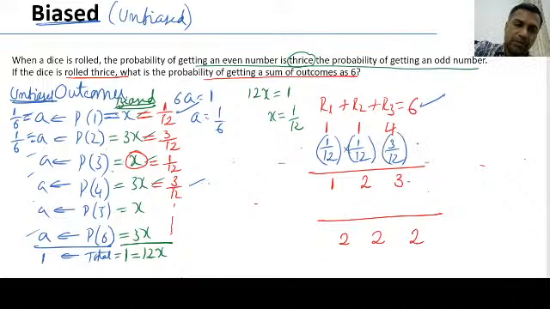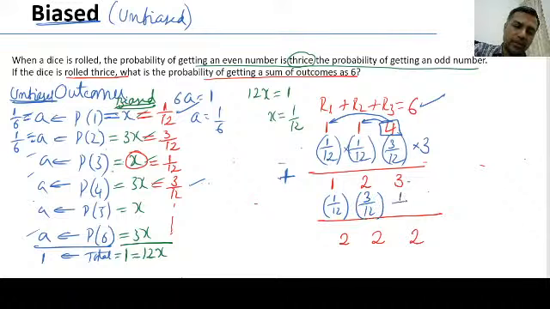But this can be permuted in how many ways? 3 ways. Why 3 ways? Why should 4 be in the last trial? 4 can be in the second roll also. 4 can be in the first roll also. Therefore, into 3. Plus another case. What is another case? 1, 2 and 3. Probability of getting 1 is 1 by 12. Probability of getting 2 is 3 by 12. Probability of getting 3, an odd number, is 1 by 12, into how much? 3.